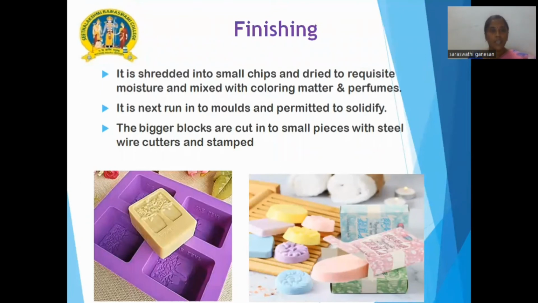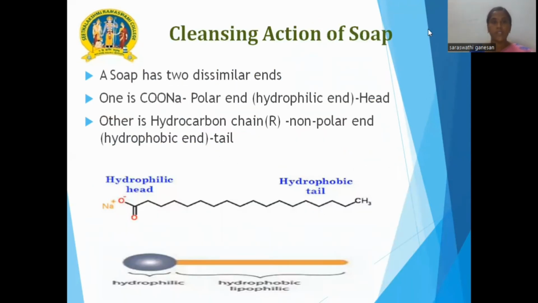In this stage, it is shredded into small chips and dried to the requisite moisture, and it has to be mixed with coloring matter and perfumes. It is then run into molds of suitable shape and size, and allowed to solidify. Then the bigger blocks are cut into smaller pieces with steel wire cutters, and finally it is stamped and marketed. Next, we'll see about the cleansing action of soap.